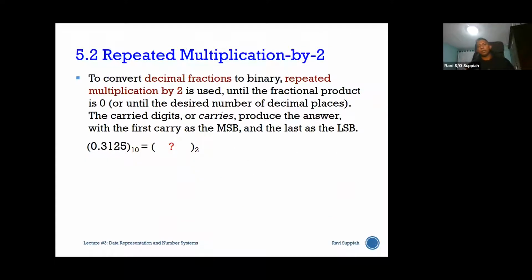Now, how about the fractional part? For the fractional part, basically what you need to do is repeated multiplication until the fractional part becomes 0.